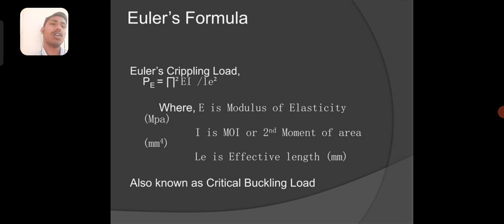Euler's formula: Euler's crippling load P equals pi square E I by LE square, where E is the modulus of elasticity, I is the moment of inertia or moment of area, and LE is the effective length. This is also known as the critical buckling load.